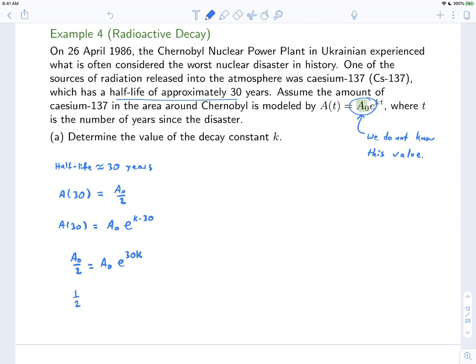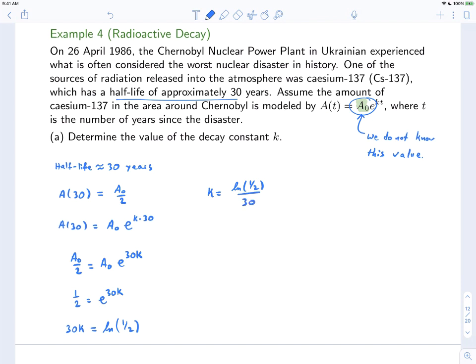Then we'll have 1/2 is equal to e to the 30k. Or in other words, 30k is the power of e that gives us 1/2. We can therefore write this as a logarithmic equation. 30 times k is the power of e, which is the natural logarithm, that gives us 1/2. Or in other words, k is equal to ln of 1/2 divided by 30.